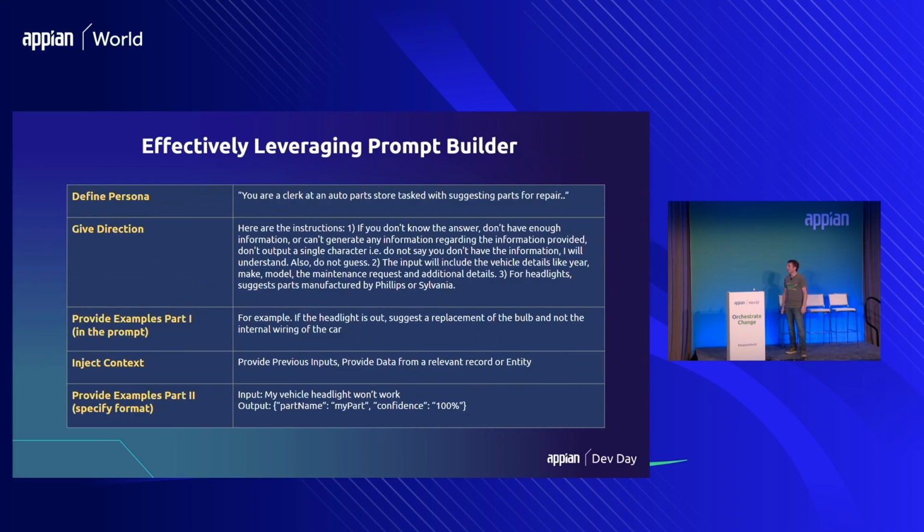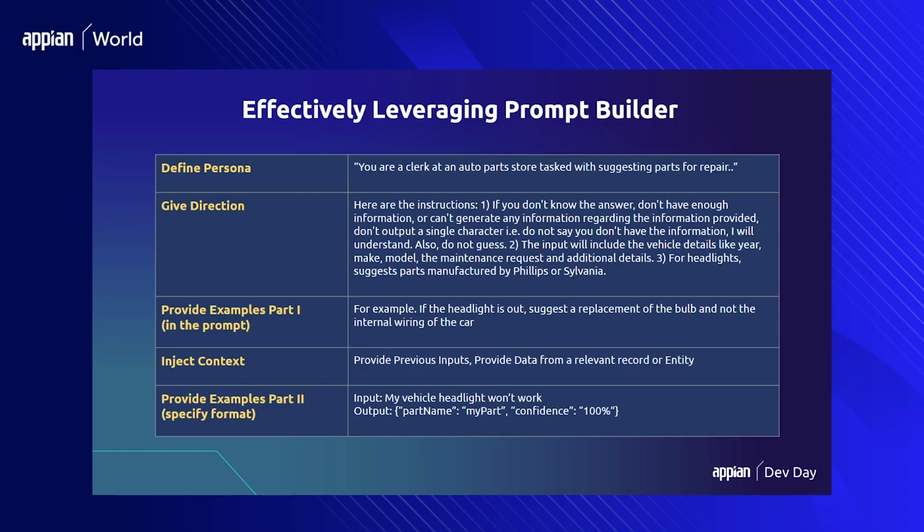So again, really this is what I want you to take home with you, basically defining an effective prompt. Again, define a persona, give direction, provide examples, inject that context, that data from Appian, and then provide examples at the bottom. So you have the examples in the prompt and the examples at the bottom. Right, let people take pictures here.